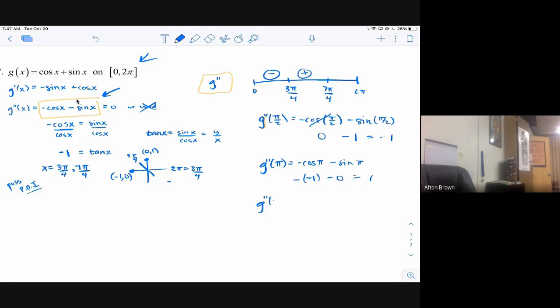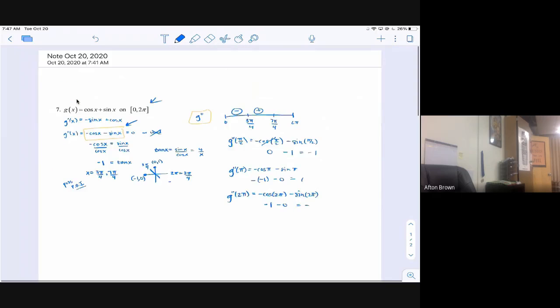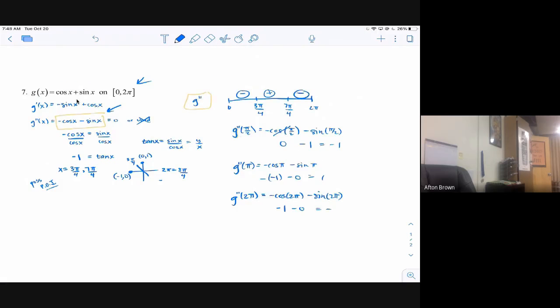So we could do g double prime at 2π. So that'd be negative cosine at 2π minus sine at 2π. What is cosine at 2π? 1. So that's a -1. Sine at 2π is 0, so we get negative. So now we have our sign line. That sign line pretty much provides us all our answers.